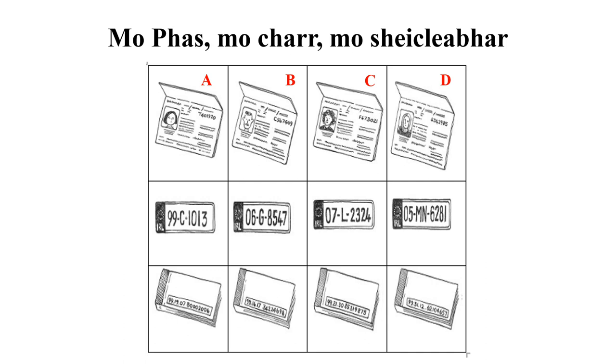Again, the three questions that we asked in the previous slide. Cad é an uimhir do phas? Or cén uimhir atá ar do phas? What number's on your passport? Cén uimhir atá ar do charr? Agus cad é an uimhir do sheicleabhar? So ask yourself the question. Then pick a letter and read out the numbers, as Gaeilge, to yourself, to practice saying the numbers over and over.